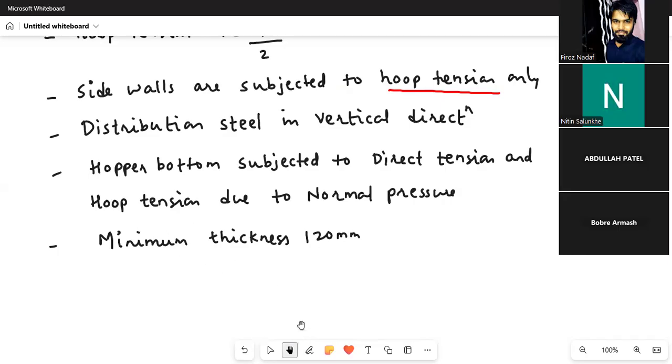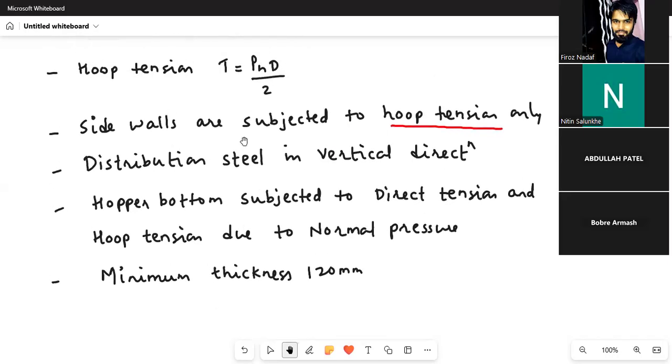So these things we need to see. The side walls are only subjected to hoop tension. The side wall will be designed for the hoop tension, and the hopper bottom will be designed for direct tension as well as hoop tension. So we will see these things in the problem.